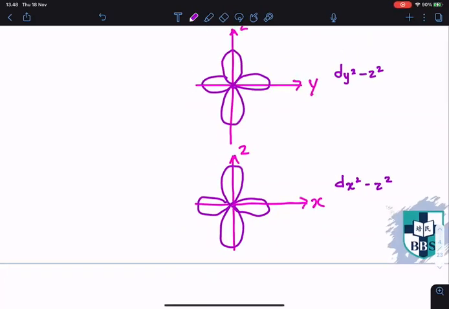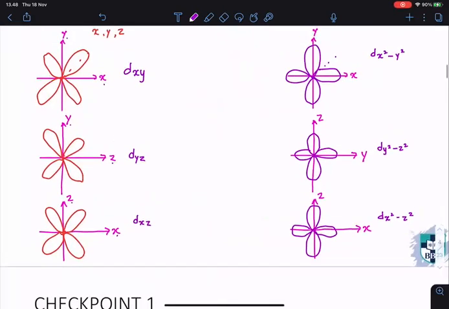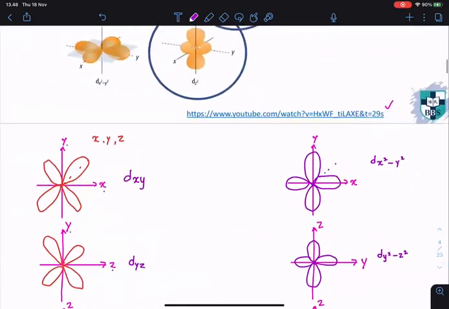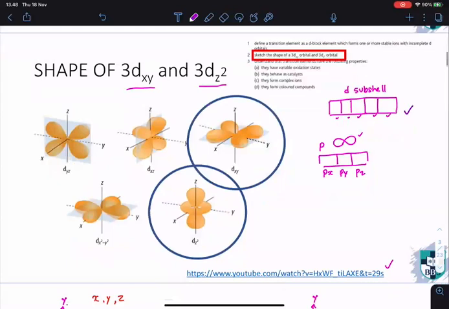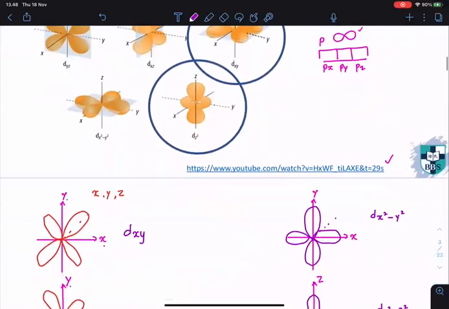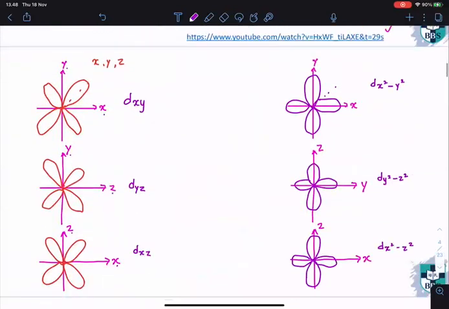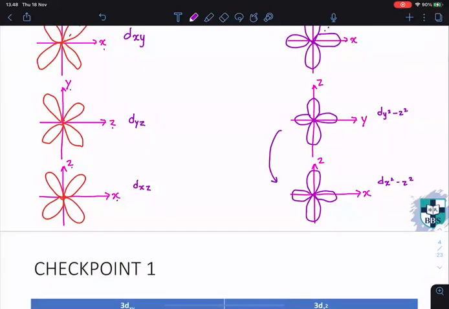Now, if you have this situation, it will look as though we have 6 different orbitals, and we learn they have only 5 orbitals, because the maximum number of electrons that a D orbital can occupy is a maximum of 10 only. So something else is happening over here. Basically these two will combine.